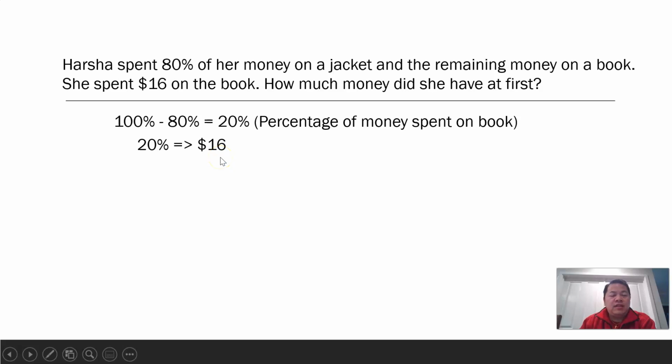20% represents $16. So in order to find how much money she had at first, we need to look at the original, which is 100%. So 20% is $16. To get 100%, it's 16 divided by 20 times 100%. That's how you get $80. All good so far? In fact, there's a question in the practice exercise later on which requires you to use a similar skill. Bear that in mind.